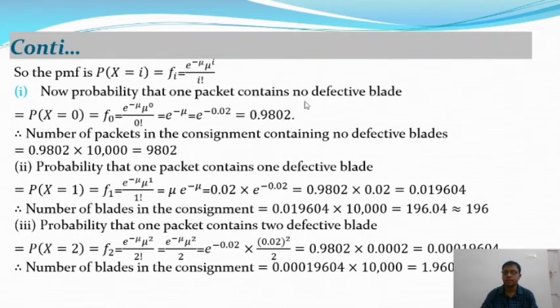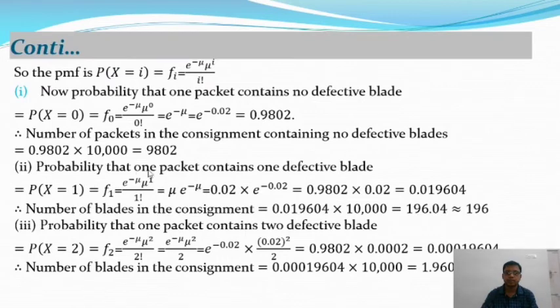So this is the probability of no defective blades in one packet. There are 10,000 packets, so in 10,000 packets, the number of packets with no defective blades is 9,802. Okay. After that, we are going to solve the second part of this problem. First of all, we are going to calculate it for one packet, and after that we are going to take 10,000 packets.